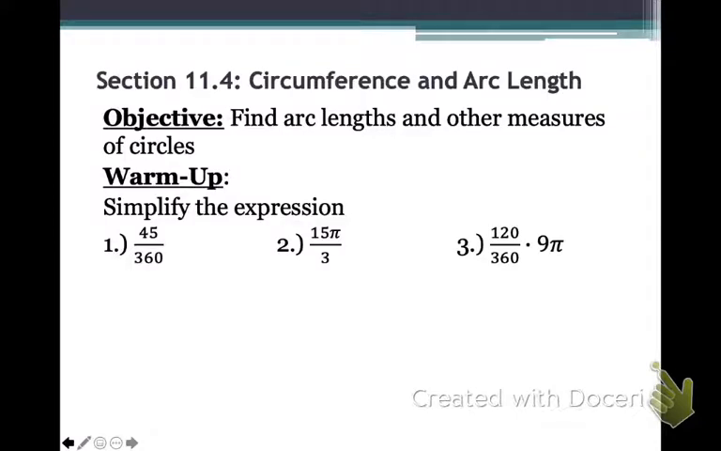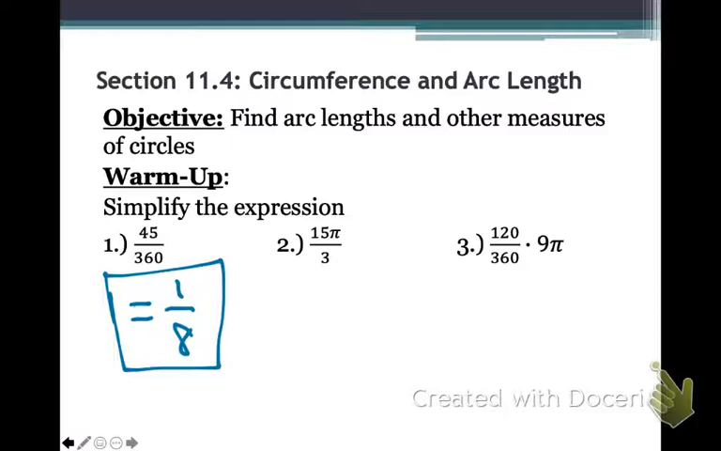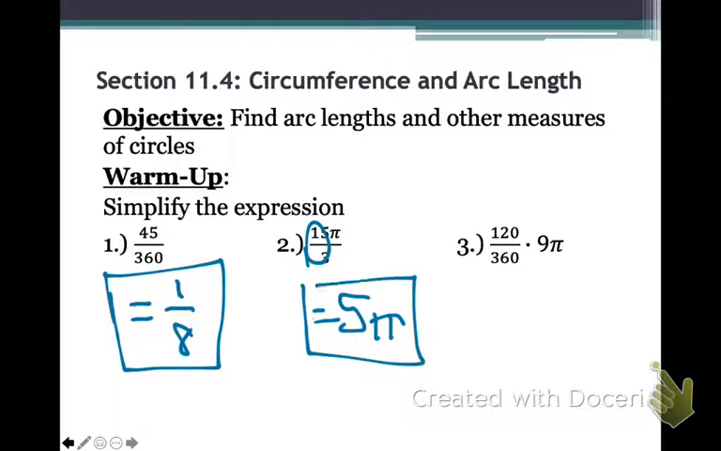I want you to start on these warm-ups. I just want you to simplify the expression. So here I literally just want you to simplify 45 over 360, and that would be an eighth. All right, now number 2, you're going to notice there's a pi in there. You can actually just leave the pi, just divide the numbers. So 15 divided by 3 would be 5. So you can just leave it as 5 pi. We're going to talk more about that. Those are exact answers.